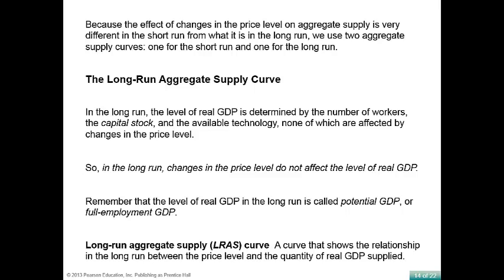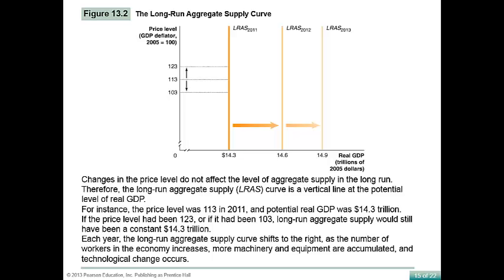The long-run aggregate supply curve shows the relationship between the price level and the quantity of real GDP supplied. When real GDP increases, the long-run supply curve shifts to the right, and that is indicative of economic growth.